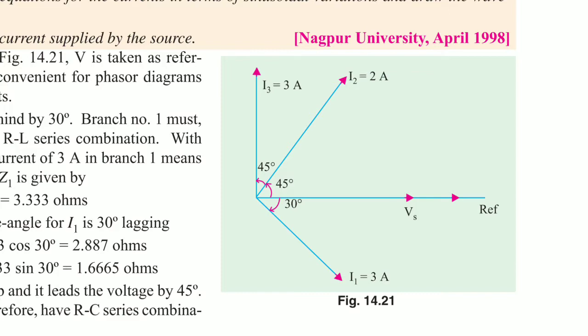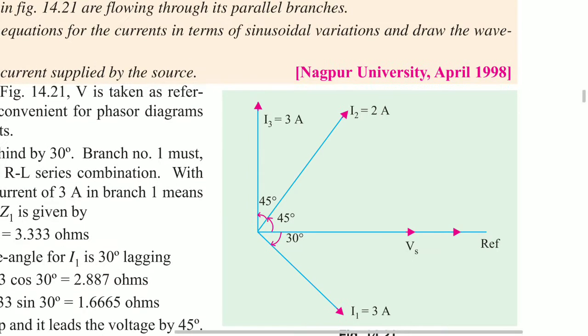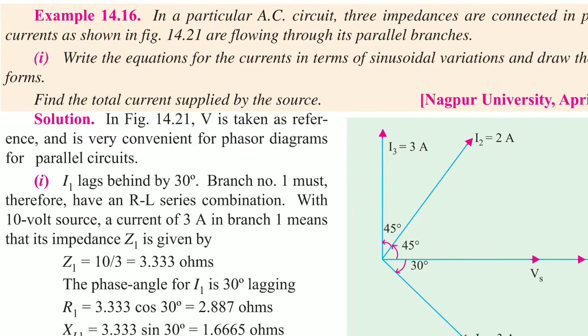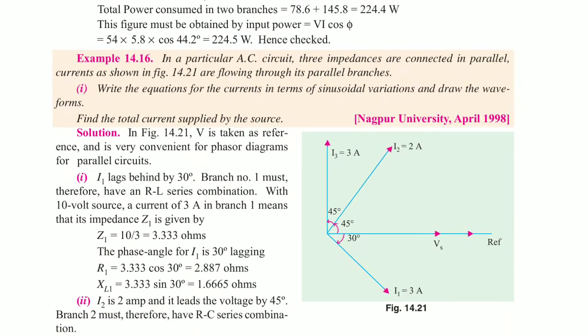So Vs is the reference. I1 is at an angle of 30 degrees lagging with respect to the voltage Vs. I2 is leading by 45 degrees with respect to Vs, and I3 is also leading, by 90 degrees, with respect to the voltage Vs. So here, write the equations for what they are asking from this.